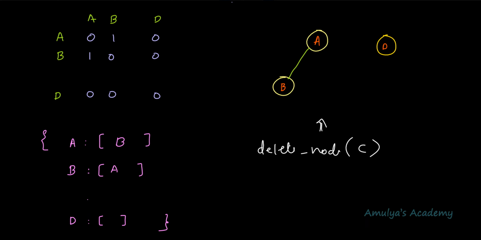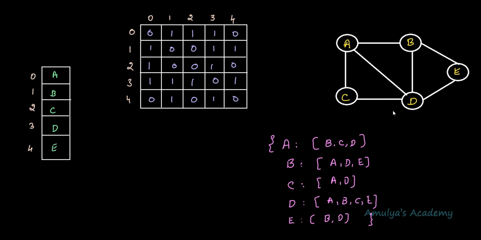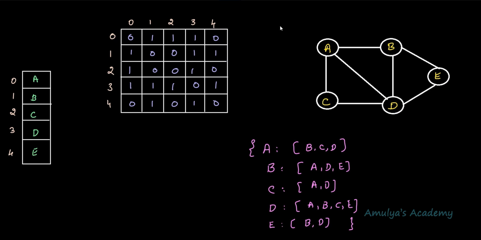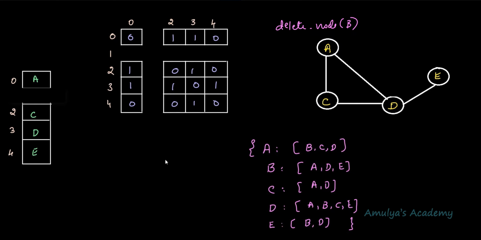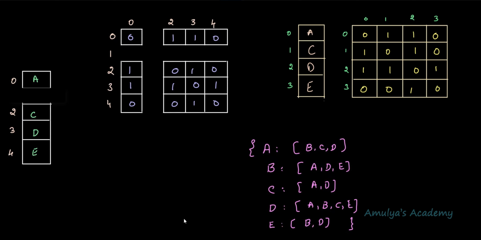I'll take another example. Here we have an undirected unweighted graph. Now if I want to delete node B, so I want to delete this. So here B is deleted as well as all the edges connected to this. Now graph will look like this. And in the adjacency matrix, we need to delete the row and column of B, and index of B is 1. So here delete the row 1 and column 1. Now matrix will look like this.